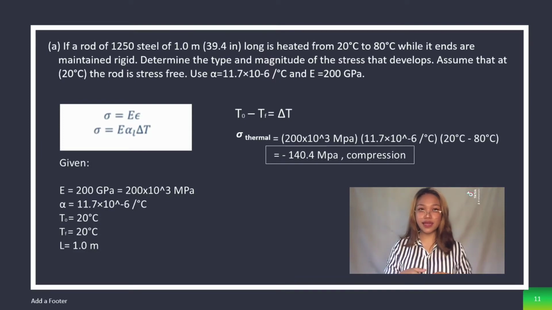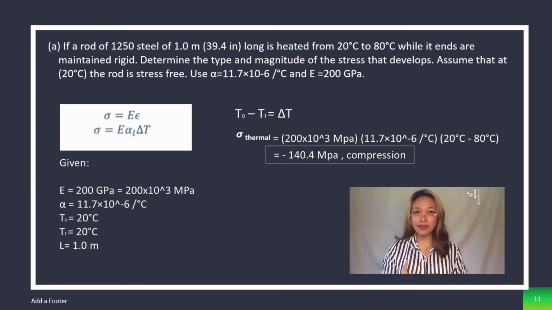Now, usually we take the change of temperature as final minus initial. But if we want the exact and correct sign convention, we need to take T naught minus T final. Using the data given and substituting it to our formula, thermal stress is equal to 200 times 10 raised to the power of 3 megapascal multiplied by 11.7 times 10 raised to the power of negative 6 per degree Celsius and multiplying it by 20 degrees Celsius minus 80 degrees Celsius. By calculating it, we get negative 40.4 megapascal, and that means it is undergoing compression.